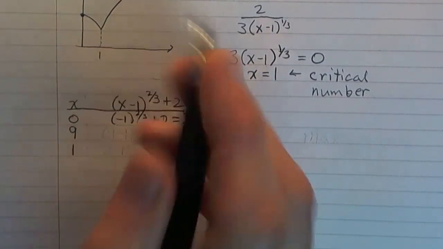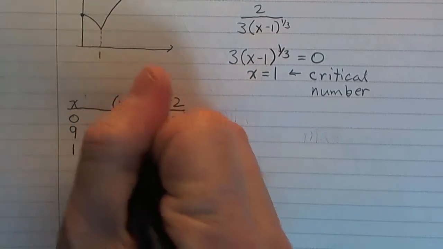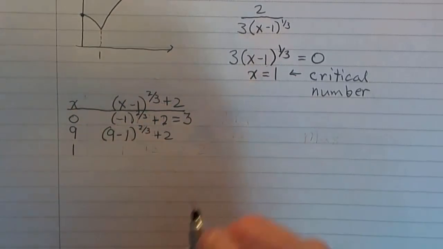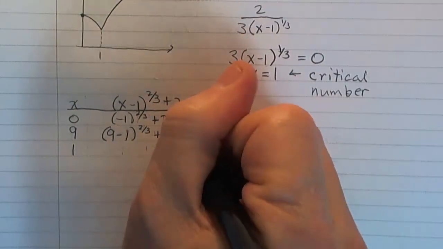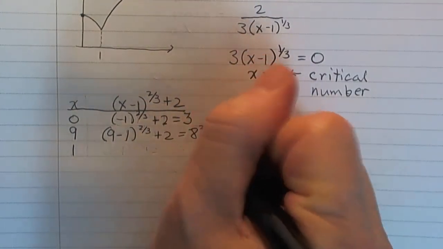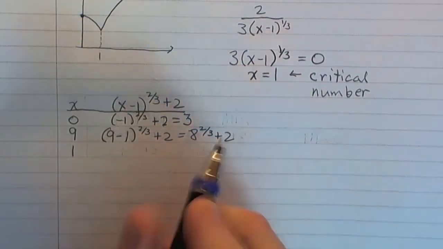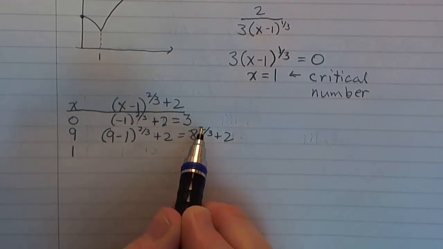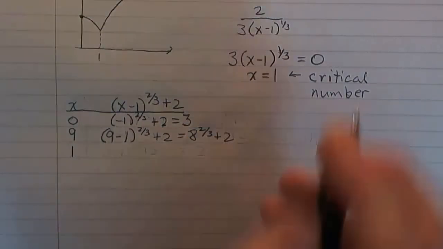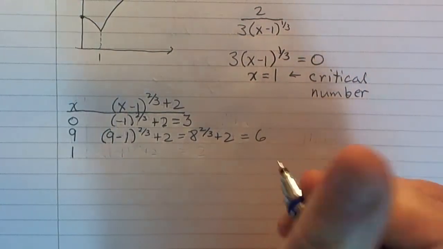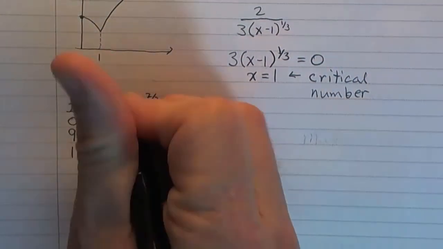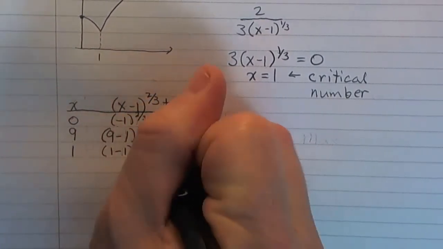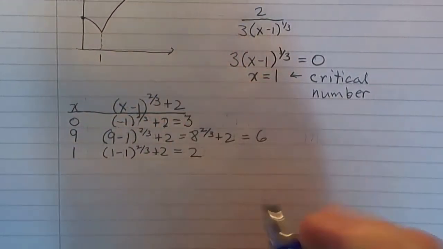Now let's plug in the 9 and see what I get. I get 9 minus 1 to the 2/3 plus 2. That's going to be 8 to the 2/3 plus 2. The cube root of 8 is 2, squared is 4, so this would be 6. And then I plug in a 1. Well, 1 minus 1, that's easy, plus 2. So that's just going to be 2.